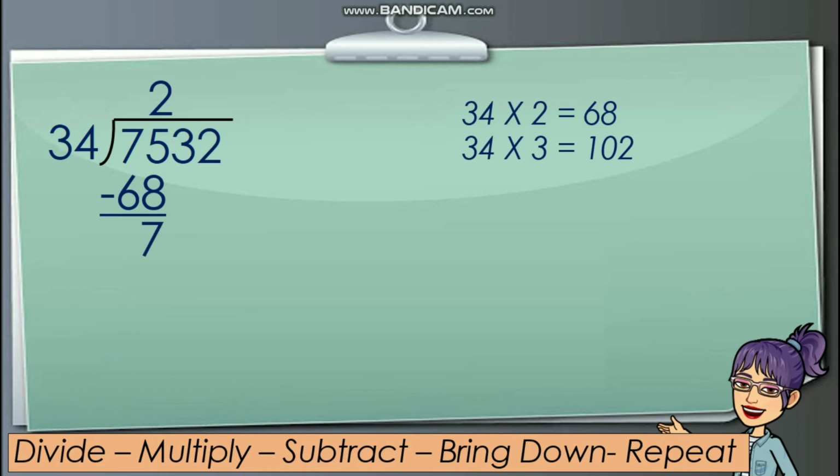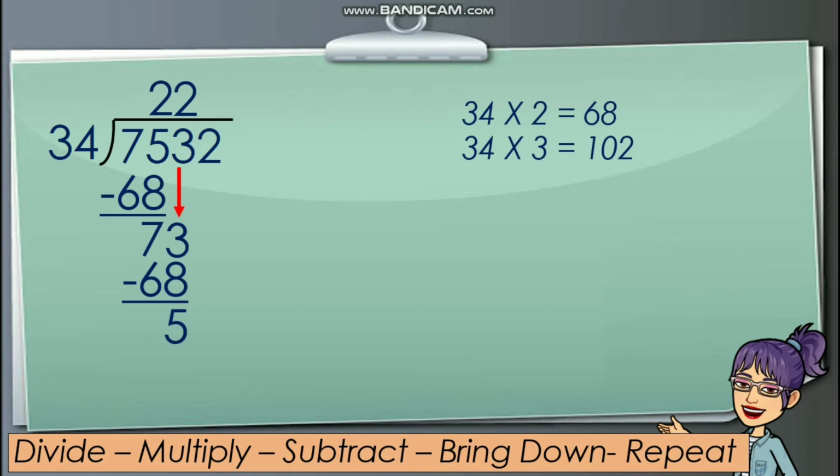After subtraction, bring down the next digit, which is 3. Then repeat the process, go back to divide. Divide 73 by 34. As you can see here in our multiplication, 34 times 2 is 68 and 34 times 3 is 102. So we will use 2. So 73 divided by 34 is 2, because 34 times 2 is 68. So we will subtract 68 from 73, and the answer is 5.